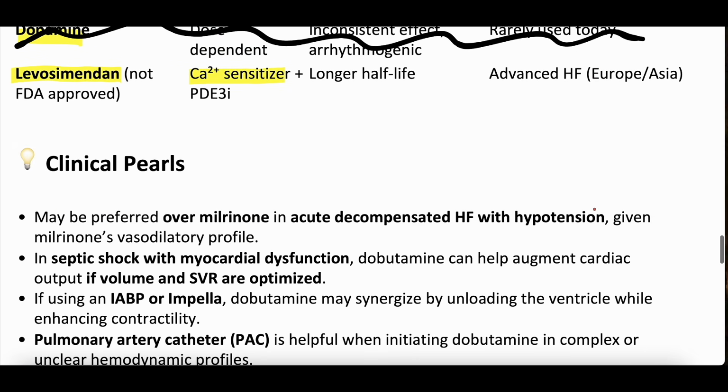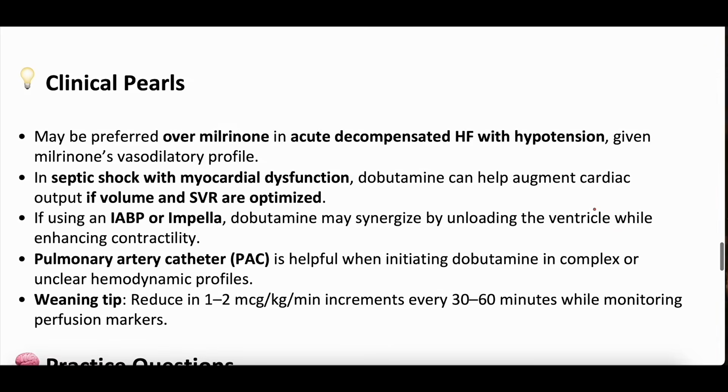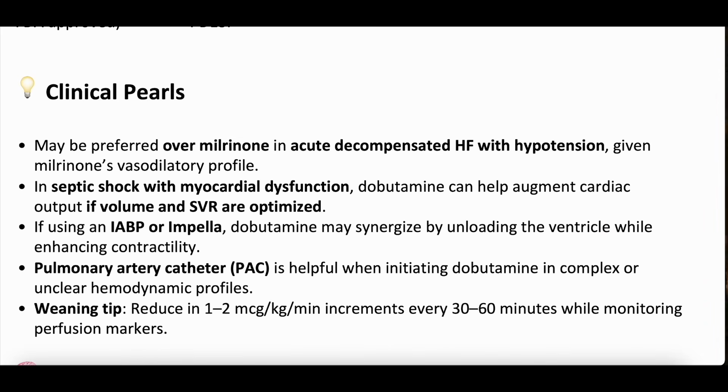If we get to the clinical pearls, you may prefer dobutamine over milrinone, which is the other most common inotrope in heart failure with hypotension, since milrinone actually causes more vasodilation and hypotension, although certainly dobutamine will cause hypotension. In septic shock with myocardial dysfunction, dobutamine can help augment cardiac output, especially after volume is optimized. So that's that sepsis-induced cardiomyopathy. Dobutamine can sometimes be a nice drug to increase the cardiac output.